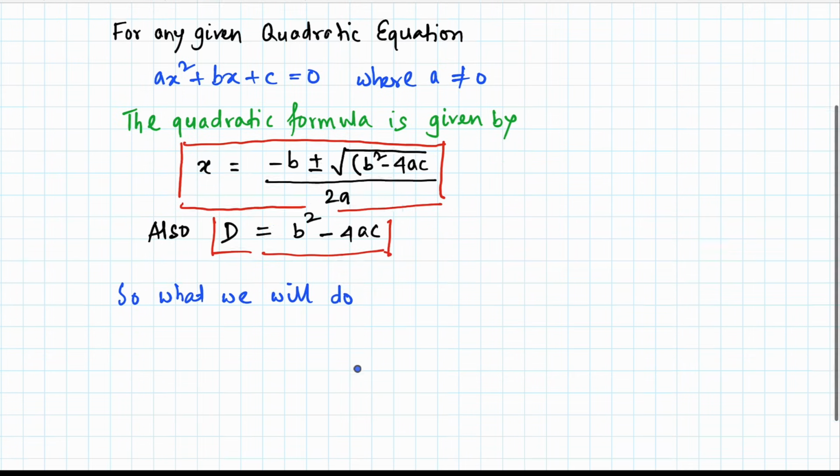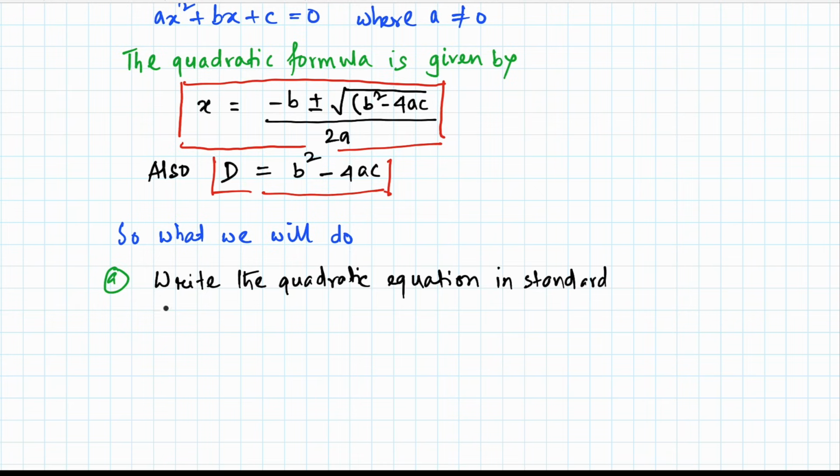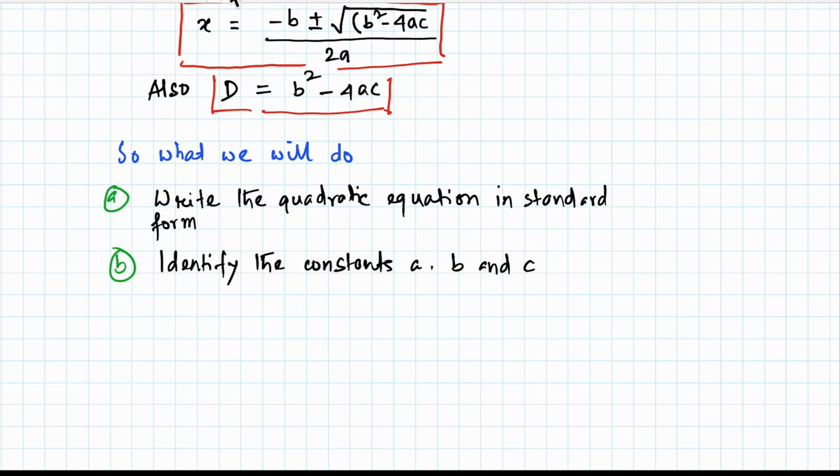So these are the step by step methods we should follow to solve the equation. First, write the quadratic equation in standard form. In the case of factorization also we have to first write it in standard form. Secondly, identify the constants a, b and c of the given equation. Third, find the discriminant value D.